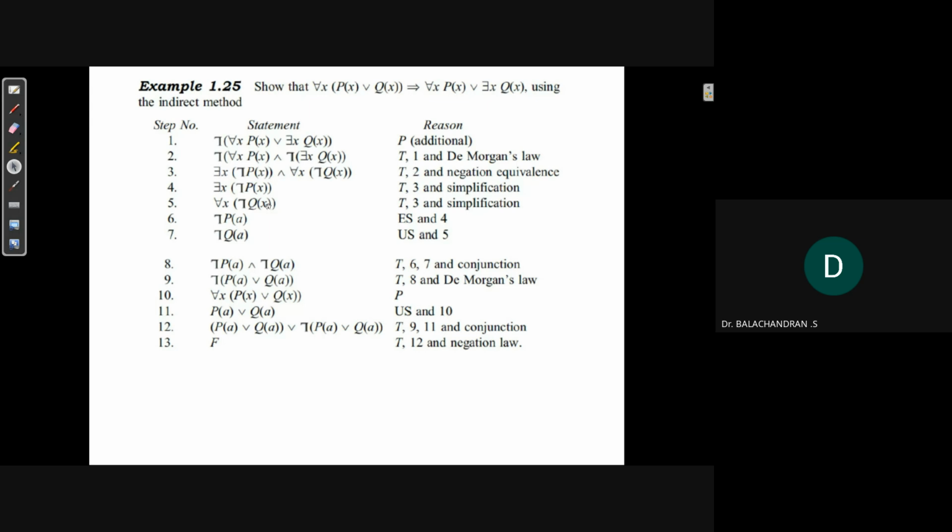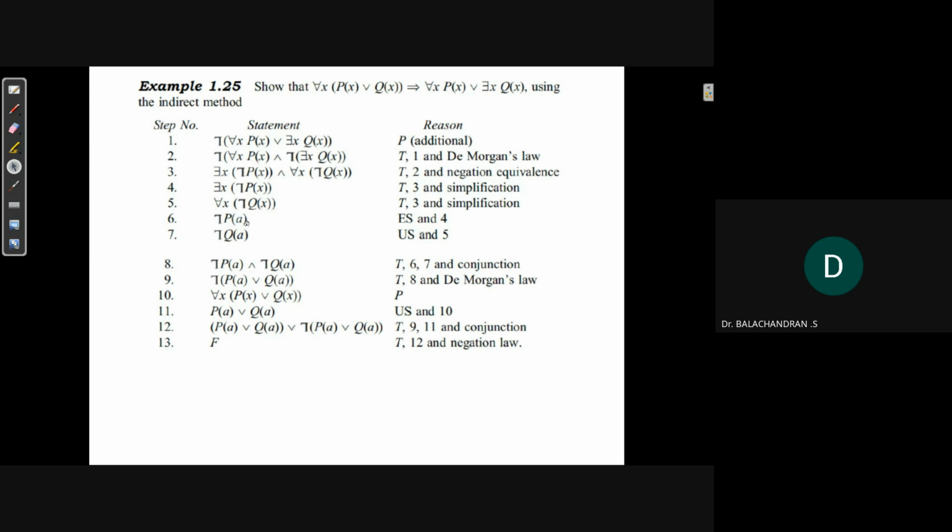Now here from 4 to 6 we use the rule ES, because this is there exists x, negation P of x. So from 4 to 6 I am using rule ES. This is true for some particular x, that's why negation P of A. And 5 to 7, this is true for every x. Using rule US, I am writing negation Q of A.